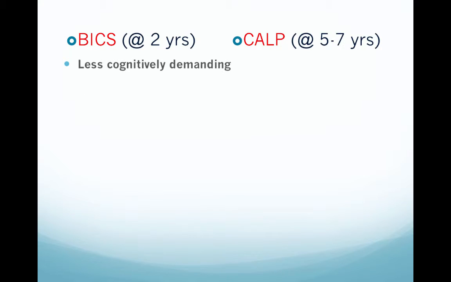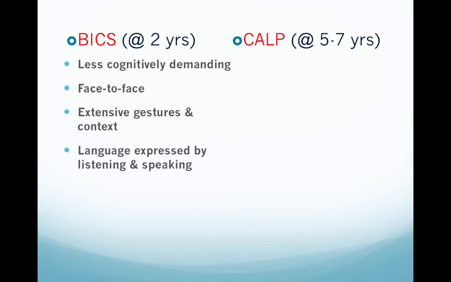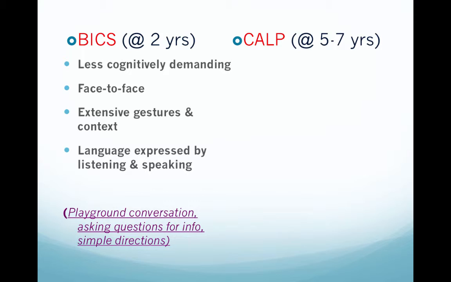So BICS is really less cognitively demanding. It's often done face to face. There's a lot of cues you can get when you're talking to someone face to face. It has extensive gestures and it has context to it. We'll talk about context in a few minutes when we get on to looking at Cummins' quadrant. And the language is expressed by listening and speaking. This is a lot of playground conversations you might see, or asking questions that are really quite simple.